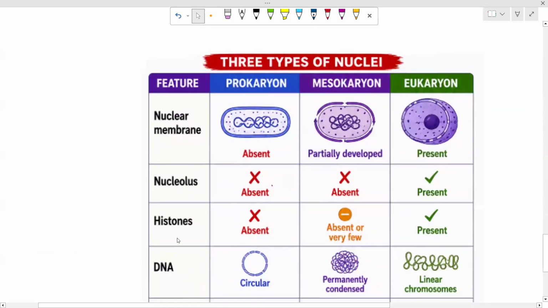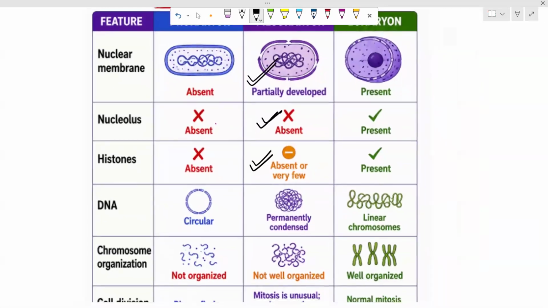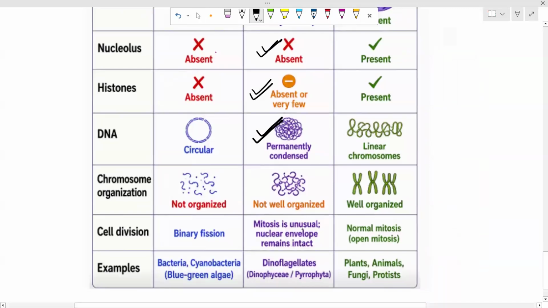See the difference between these three. Check carefully. In case of mesokaryon, the nuclear envelope is partially developed. Histone proteins are not used, nucleolus is absent, and DNA remains permanently condensed. Check carefully, DNA remains permanently condensed. Mitosis is unusual, in which the nuclear membrane remains intact during the entire cell division, and it's a feature of dinoflagellates.